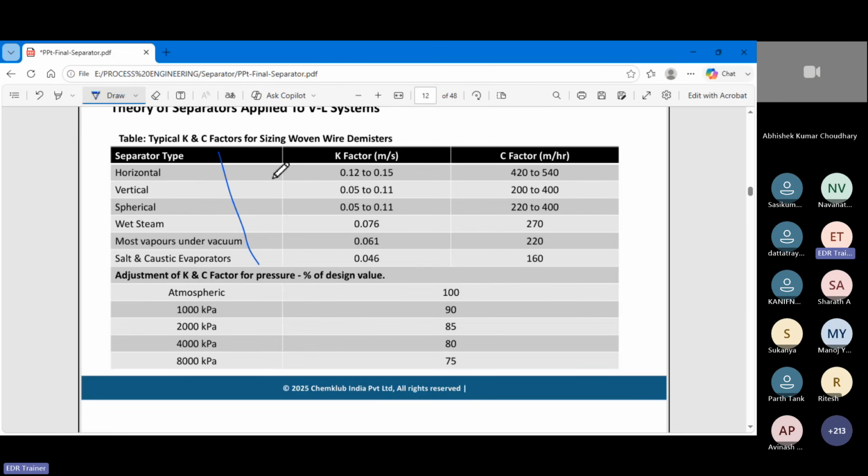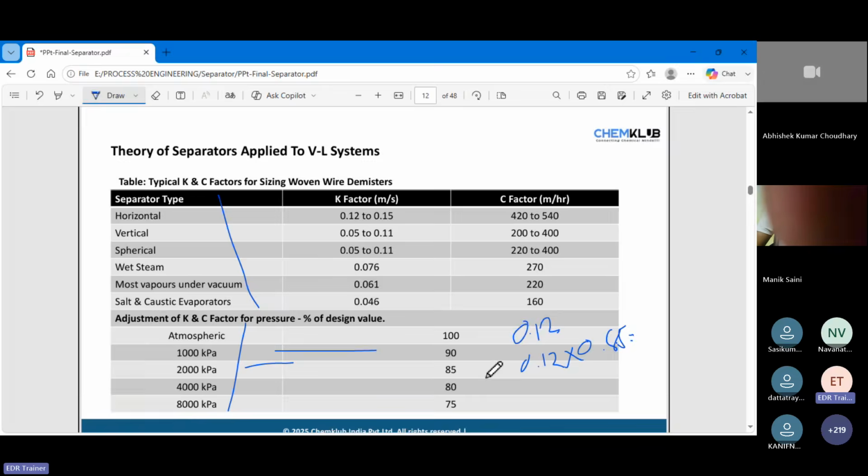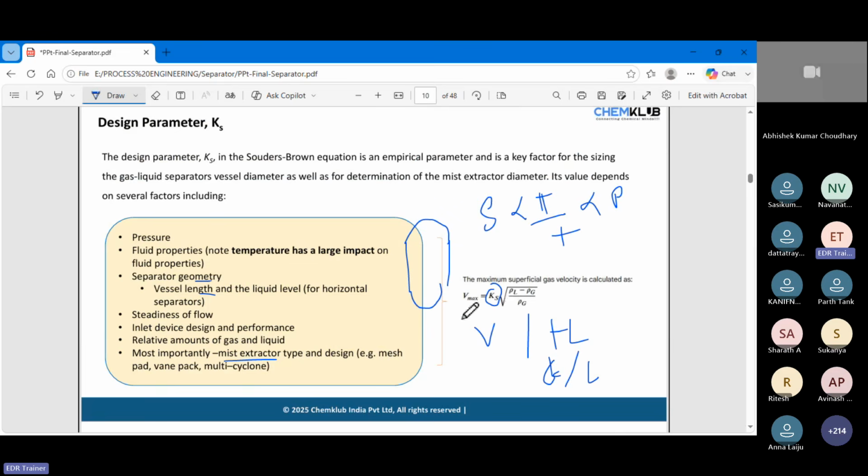You can see horizontal K value, vertical, spherical, if it is a waste stream, then vapor under vacuum. So depending upon atmospheric pressure or the pressure values, if you see 1000 kilopascal, you have to take 90% of the horizontal value. Suppose you are choosing horizontal K value 0.12, and your pressure is say 2000 kilopascal, so 0.12 into 0.85 is your percentage factor. Whatever value comes, you choose it for the calculation and put it over here to calculate the Vs.